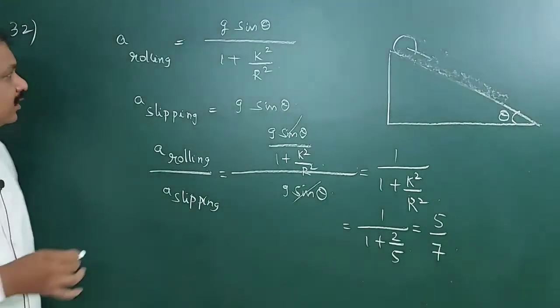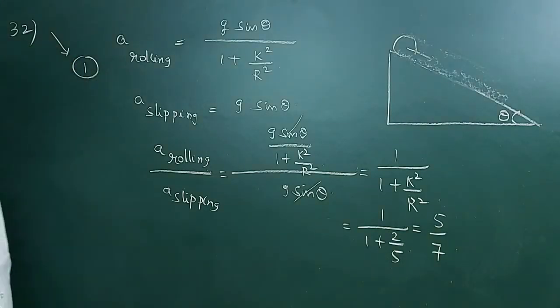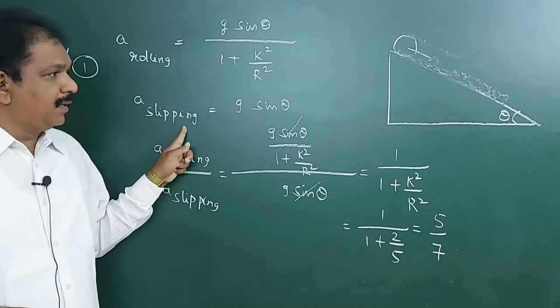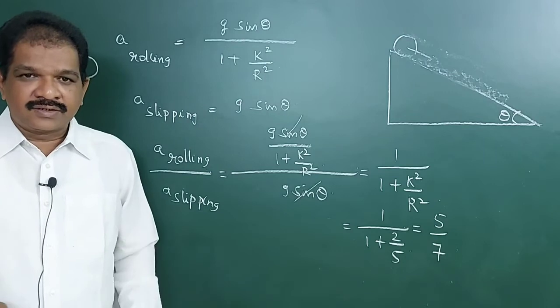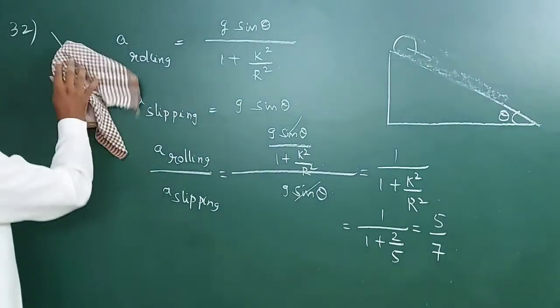So, the option for the 32nd question will be the first option. Rolling down without slipping and slipping, what is the ratio of accelerations? Just a simple question only. Next, 33, you see.